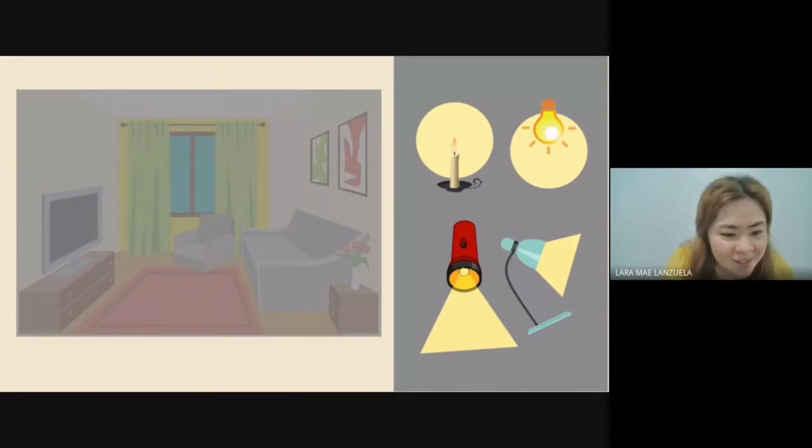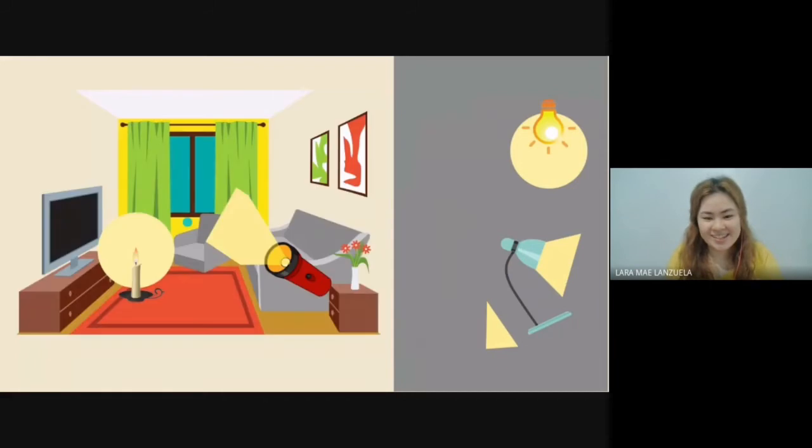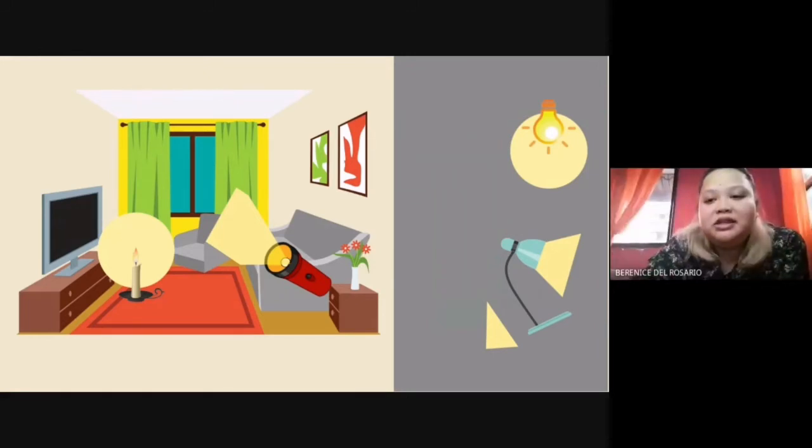Okay. So your answers. Oh, there's also a drawing. So your answers mostly are candle and flashlight. Okay, so the correct answers are candle and flashlight. So can someone explain why the other answers are wrong? Why are the lamp and the light bulb not included? Okay, Berenice, go ahead. Because there is no electricity po, teacher.